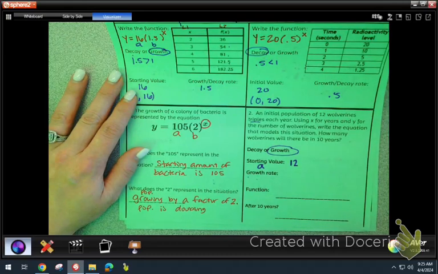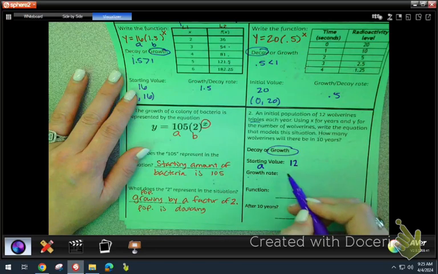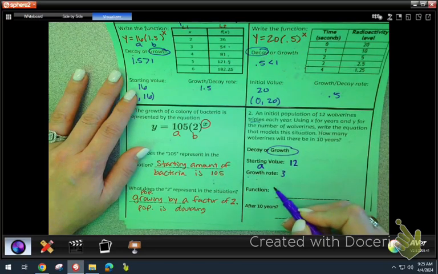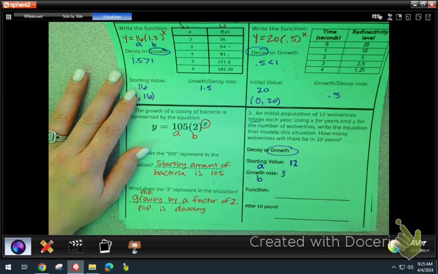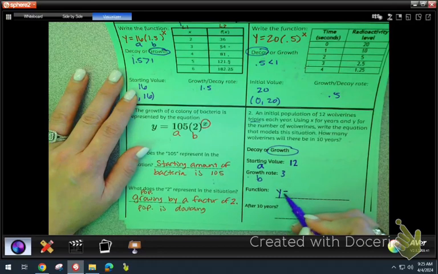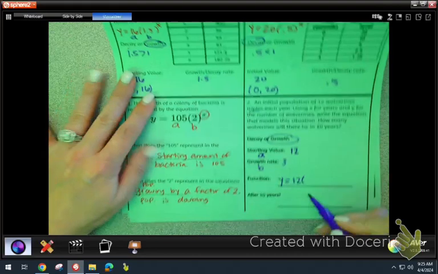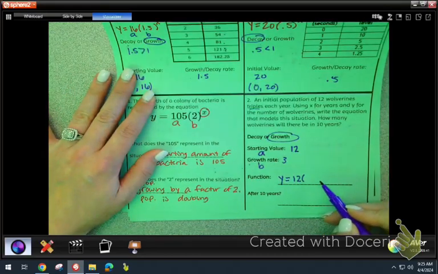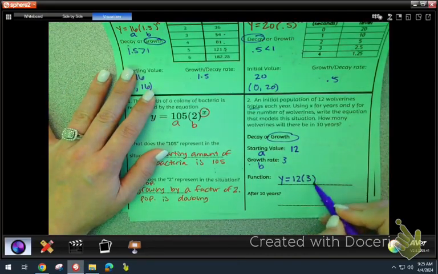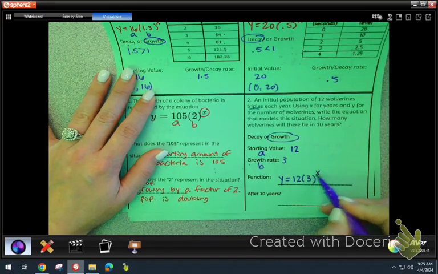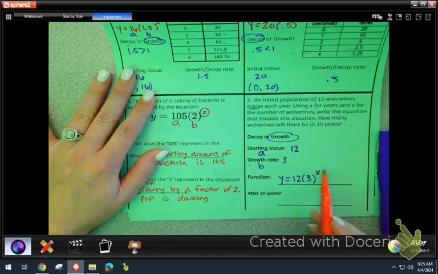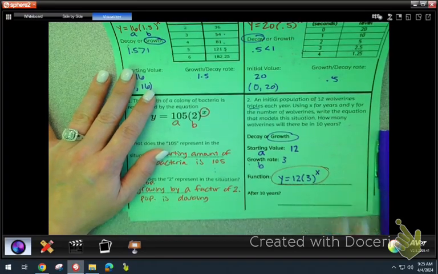Our growth rate. Well, what is the factor that we're growing by? 3, because we are tripling. So that will be our b. So here's how we write our function. y equals 12, parentheses, 3, close parentheses, to the x. So if you ever write a function, you always need to keep x as the exponent.